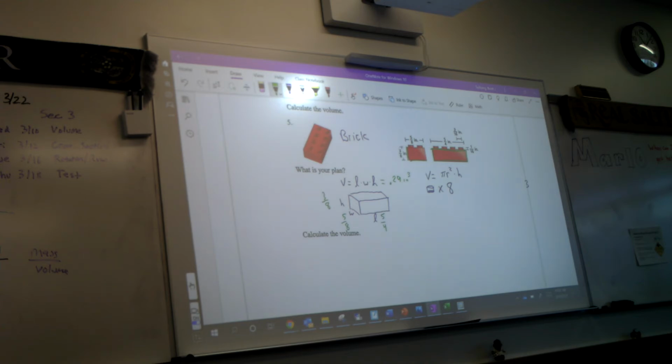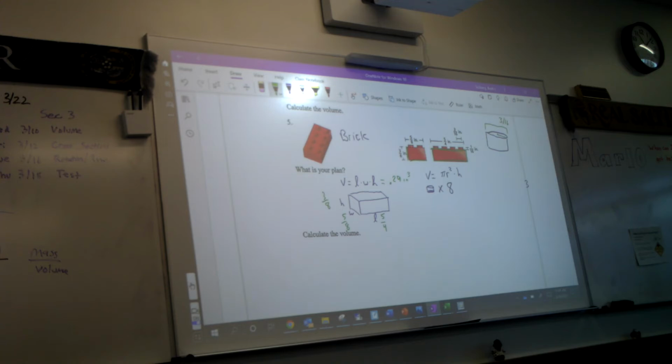Okay, let's now go to the cylinder. We said it's pi r squared h. Now I'm going to draw a bigger version of it so we can see it a little better. I'm told that the diameter here, that's the whole way across, is 3/16. But we don't want to use the diameter, we want to use the radius. What's half of 3/16? That's a good question.